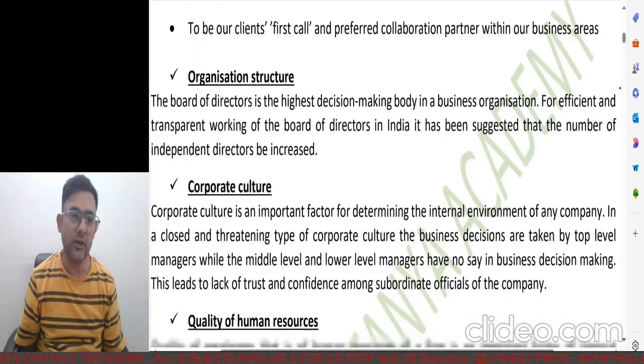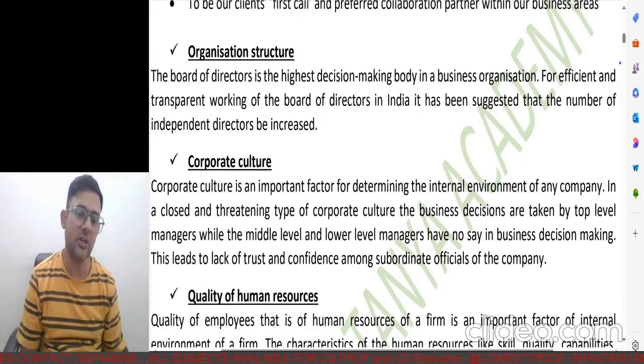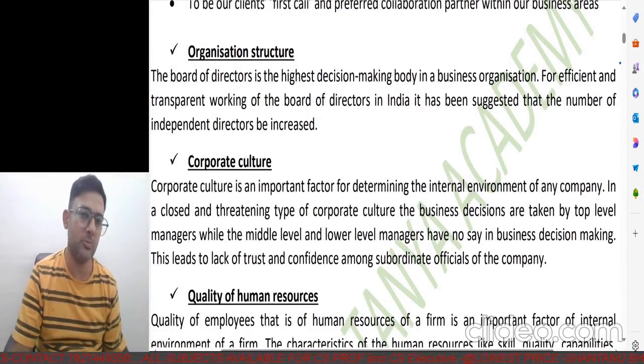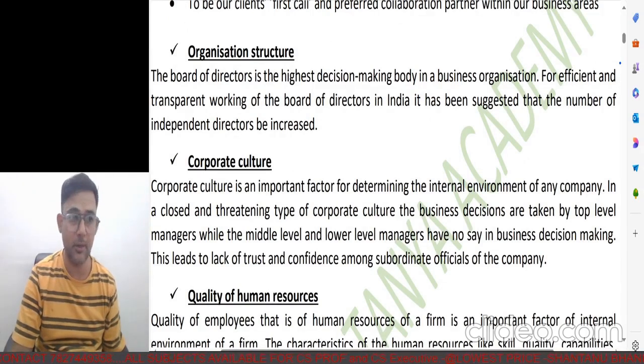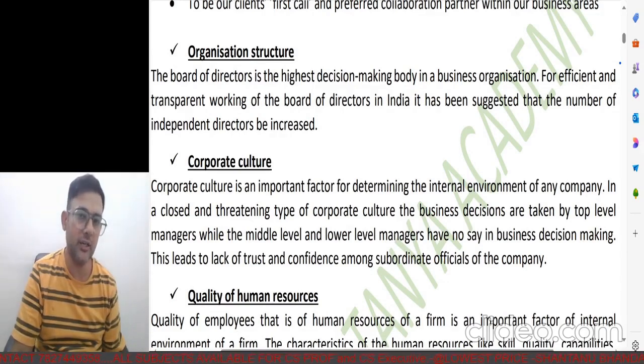In regard to the organization structure, like, who will be in the top management, who will be in the middle, and then the lower management, what kind of directors you will be having, executive, non-executive, independent, if independent, how many independent, what qualification criteria. Again, this is something you could decide for your organization, and that is why it's called an internal factor. Corporate culture.